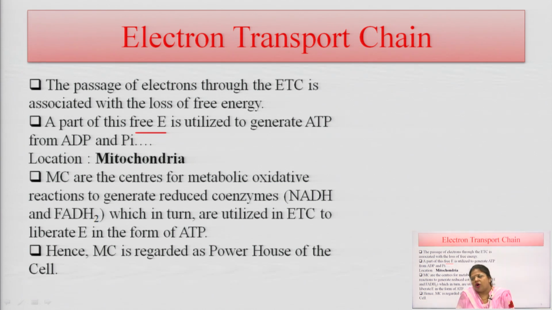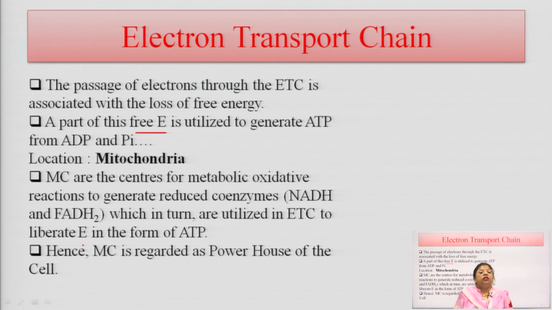The location of this electron transport chain is the inner membrane of the mitochondria. So, the whole mitochondria is responsible for the formation of these high energy bonds. The location is the mitochondria, basically situated in the inner mitochondrial membrane. Mitochondria is a center for metabolic oxidative reactions. Reduced coenzymes like NADH and FADH2 are utilized in the electron transport chain to liberate electrons in the form of ATPs.